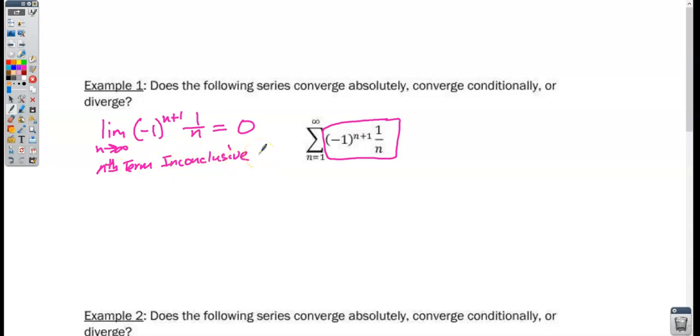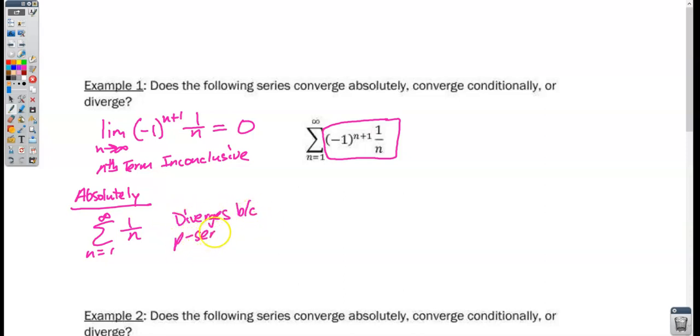All right. Then I test to see if the series converges absolutely. So I'm going to take the absolute value of this series, and see, does it converge absolutely? The absolute value of this series is the sum from 1 to infinity of 1 over n. This diverges because it's a p-series with p equal to 1. So this series does not converge absolutely.